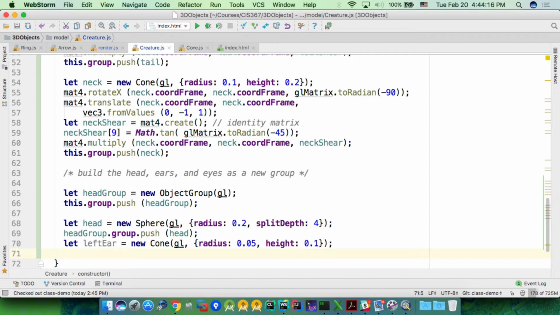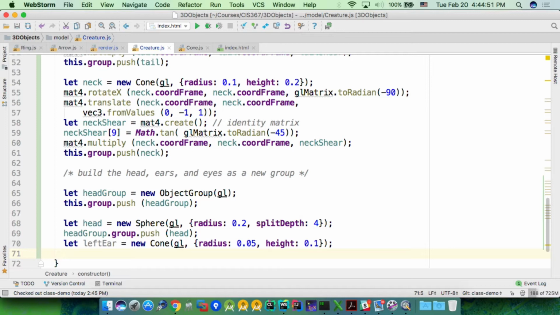If you translate first, then the rotation has to be done with respect to the world coordinate. If you translate first, the rotation has to be done with respect to the world coordinate. The second option is to rotate first, and then you just simply translate along the z of the rotated axis.